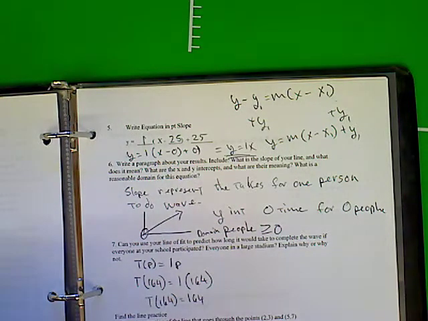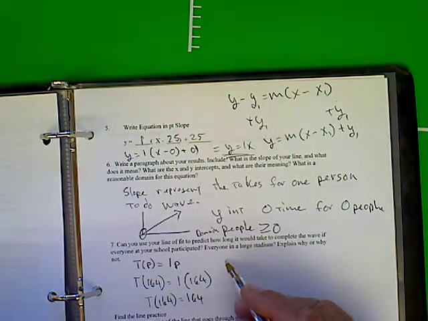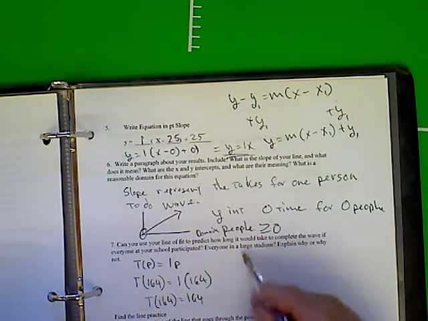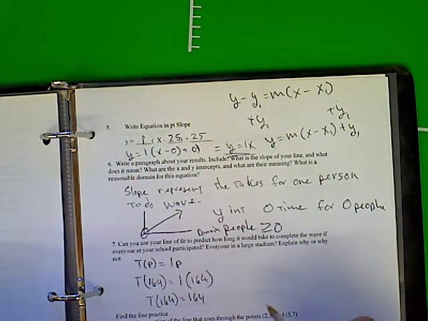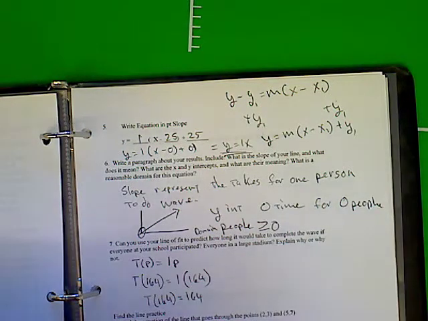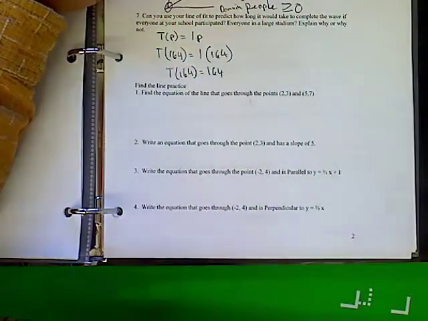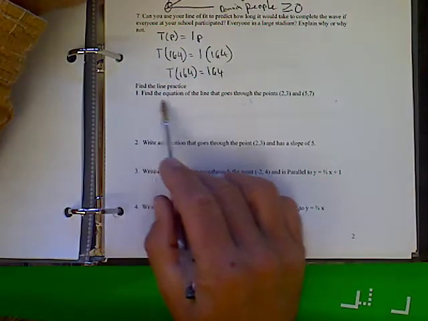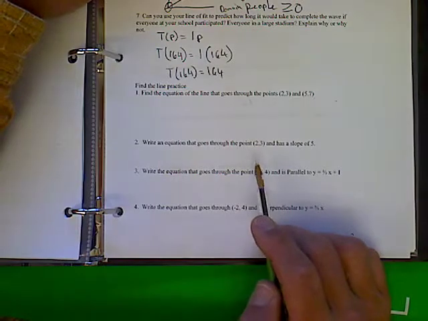Could you do a large stadium? Sure, we could. Now, the problem is that with a large stadium, more than one person is going at a time, and so the time's going to be a little bit off. But let's look at this practice bit down here at the bottom. Find the equation of the line that goes through the points 2, 3, and 5, 7.